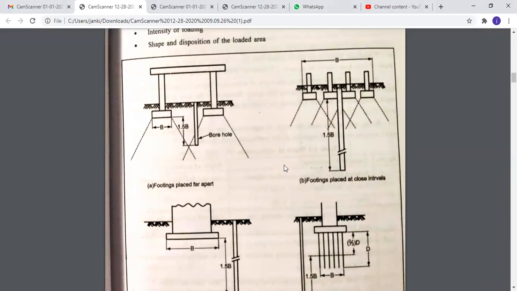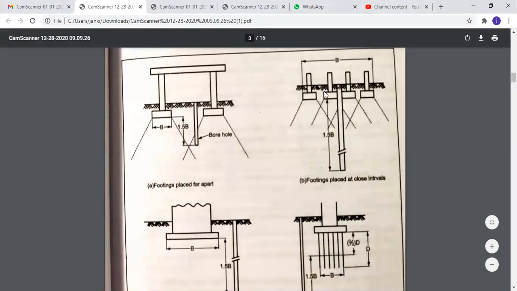If the footings are closely spaced, which results in overlapping of the stress zones, the whole loaded area acts as a rough foundation. Rough foundation means more than two foundations are provided below the ground. In that case, the depth of boring should be at least 1.5 times the width of the entire loaded area, as shown in figure b, with footings placed at a close interval, as you can see, 1, 2, 3, and 4.